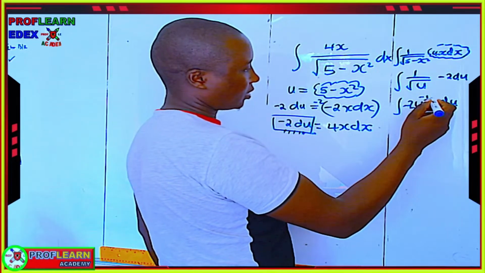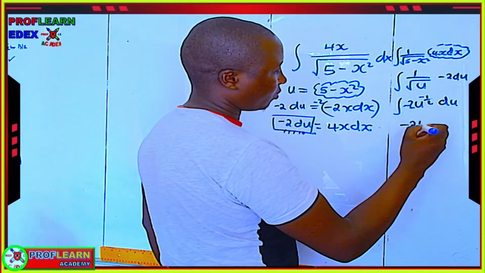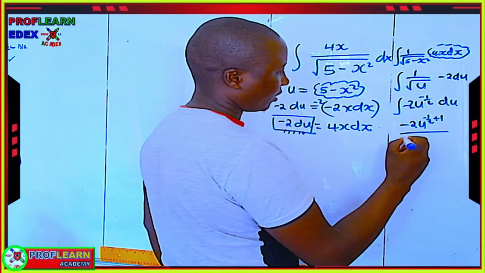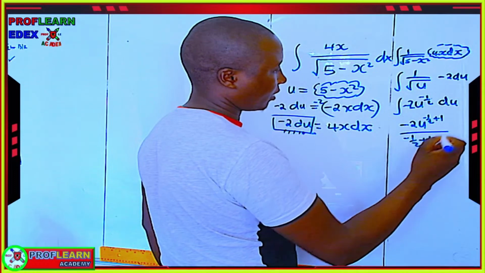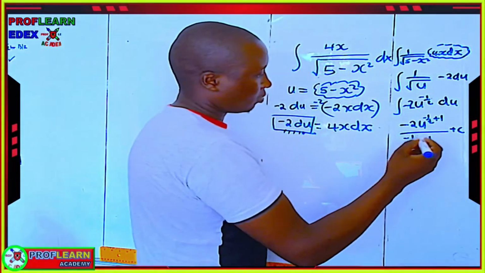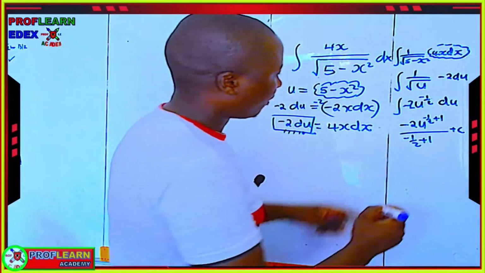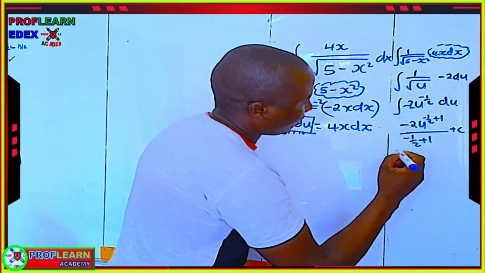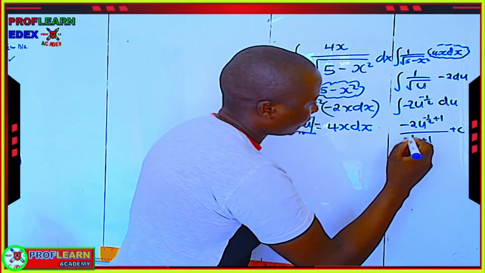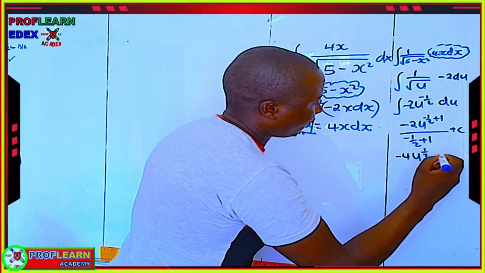So we are going to increase this power by 1, so it's going to be negative 2u raised to negative 1 over 2 plus 1, over negative 1 over 2 plus 1, then we shall say plus c. Which will mean that whatever we are having here will be a half, and that will be equivalent to negative 4 u raised to power a half, then plus c.